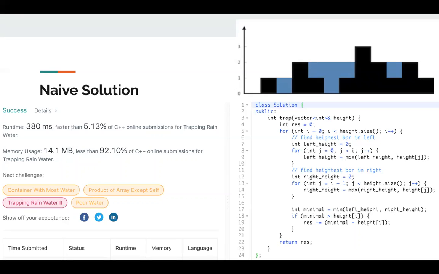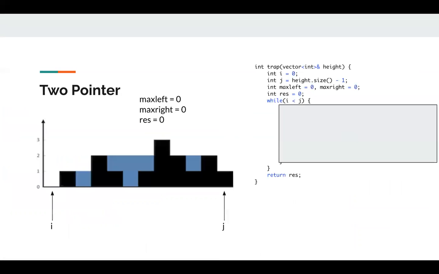But this solution still uses O(n) space. How can we improve the space, maybe to O(1)? We can use 2 pointers. This is basically all the variables we need. We have a pointer i pointing to 0, and another pointer j pointing to the last. Max left keeps the highest bar before i, and max right keeps the highest bar after j. We initialize result to 0, and finally we just return this result.